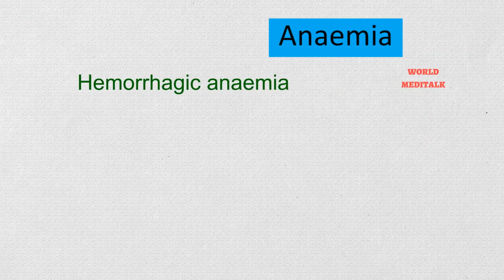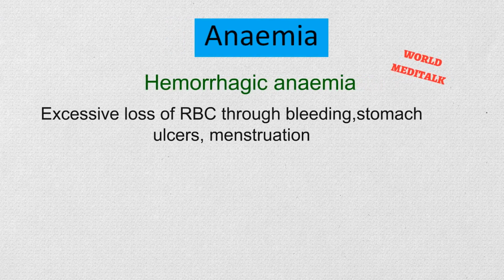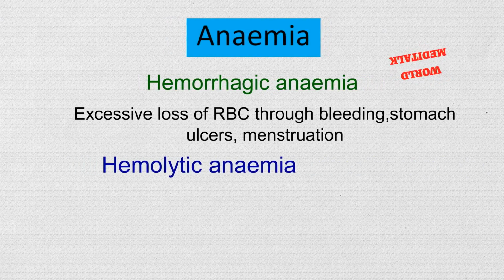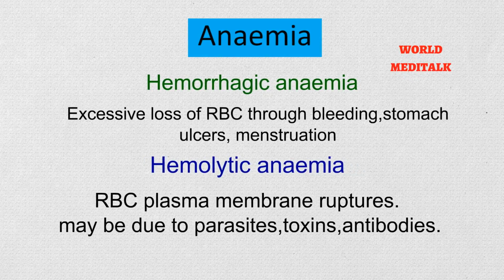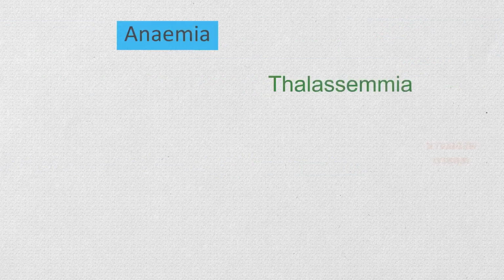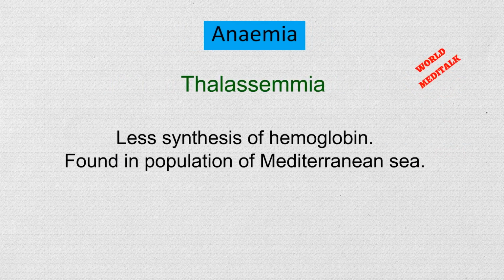Hemorrhagic anemia: excessive loss of RBCs through bleeding, stomach ulcers, and menstruation. Hemolytic anemia: RBC plasma membrane rupture, which may be due to parasites, toxins, or antibodies. Thalassemia: less synthesis of hemoglobin, found in the population of the Mediterranean Sea.